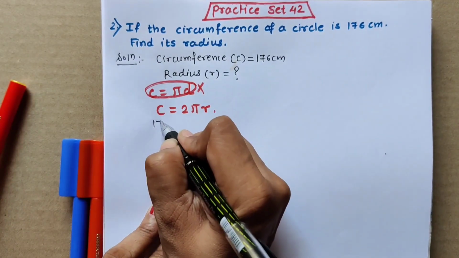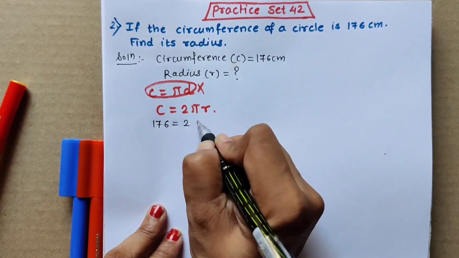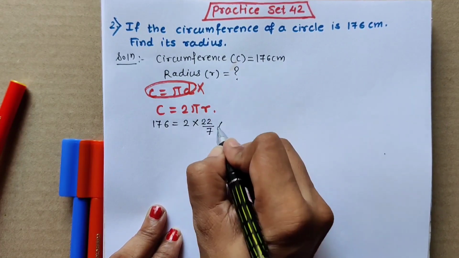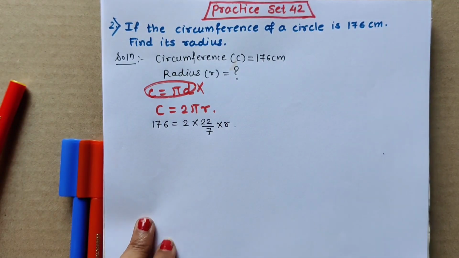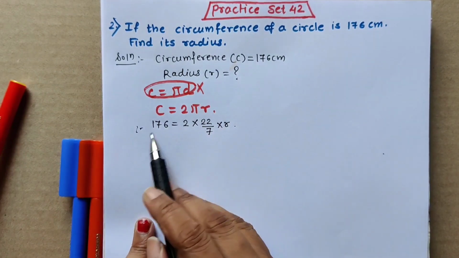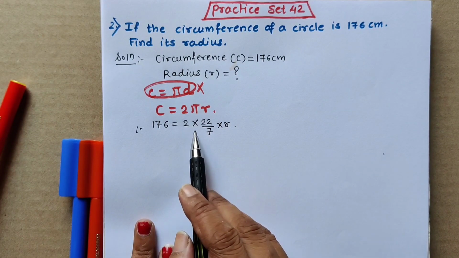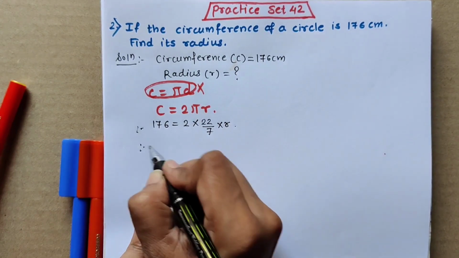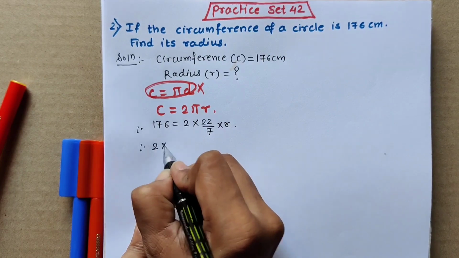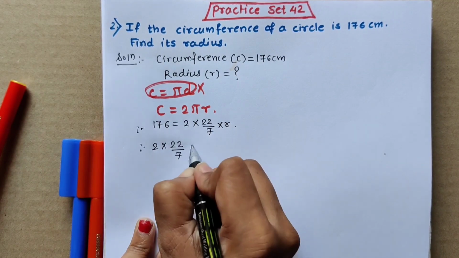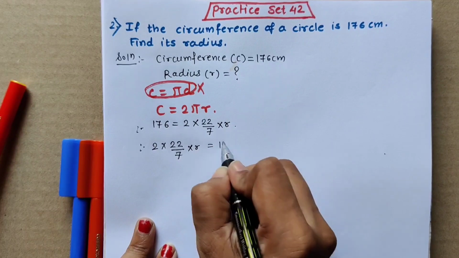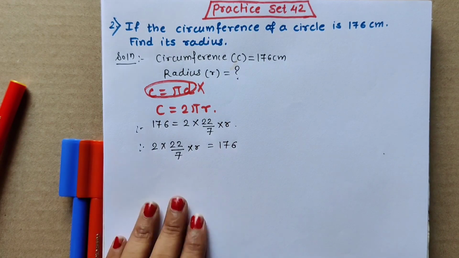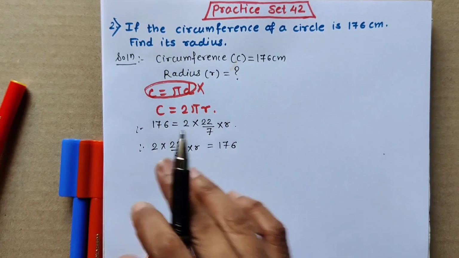Circumference is 176 is equal to 2. We all know the pi value is 22 upon 7 and multiply by r. Now as you all can see here, left hand side 176 is there, on right hand side 2 into 22 upon 7 into r is there. So what I am going to do, I will be transferring all the terms from right hand side to the left and from left to right. Okay, I have transferred all these terms. So one by one we are going to transfer these numbers from left to right.